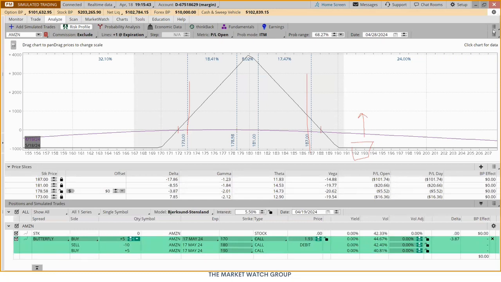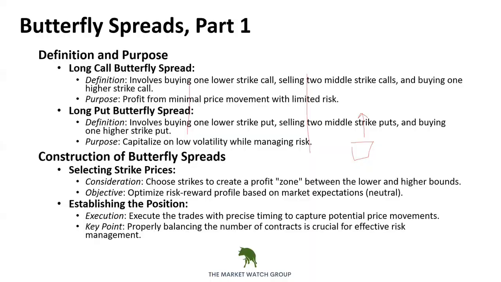Okay, butterflies. I know it's a lot. It's a lot, but it's worth it. And we'll have a lot of fun with these next time. But not really high, right? Right.